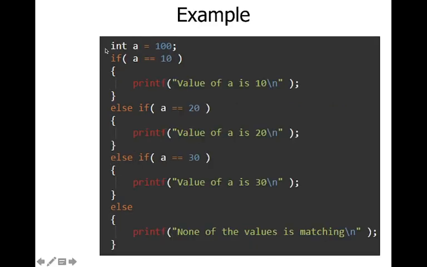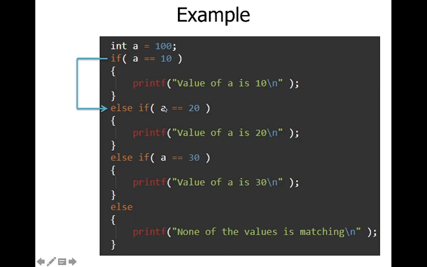Now this is an example. Here we have given a equal to 100. We are checking whether a equals 10, comparing a and 10. Since a is 100 and we are comparing it with 10, it is false. So it will skip these statements and go to the next else if part.